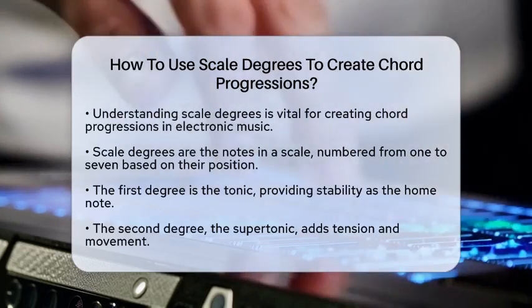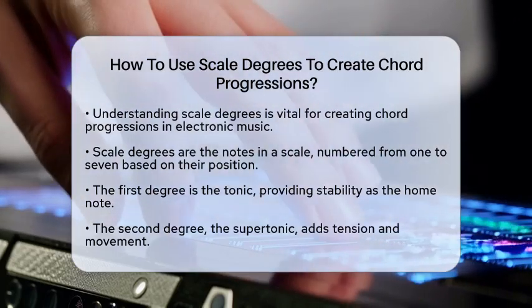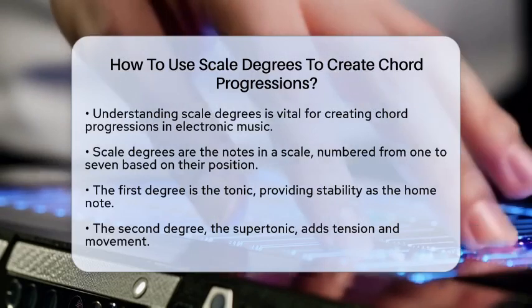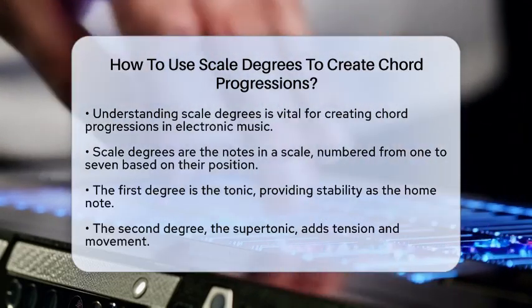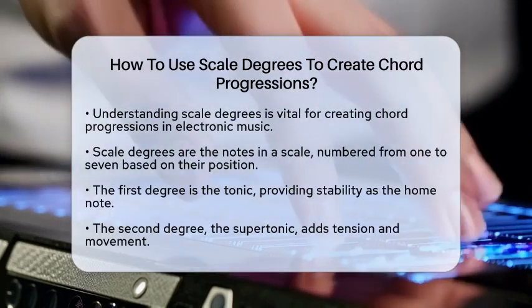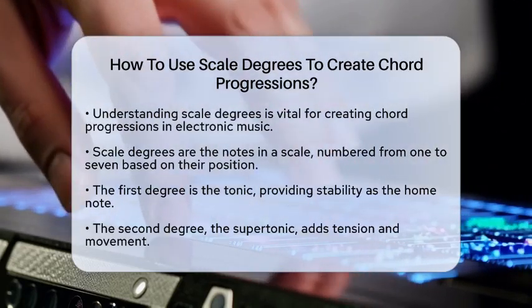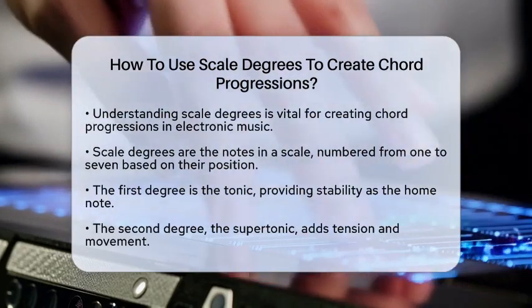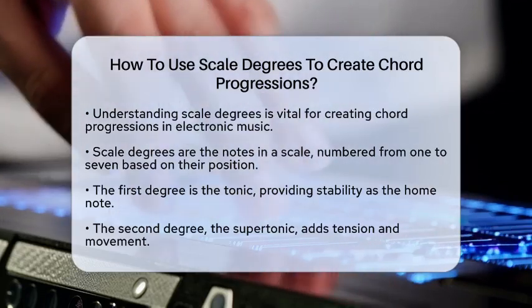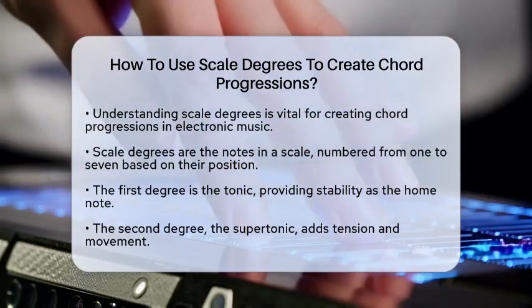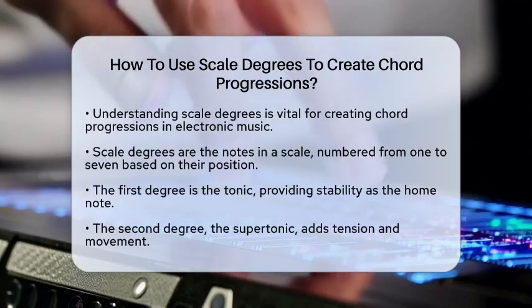Let's start with the basics. In both major and minor scales, there are 7 scale degrees numbered from 1 to 7. Each degree has a specific name and function. The first degree is the tonic, which serves as the home note, providing stability. The second degree, known as the supertonic, adds tension and movement. The third degree, called the mediant, helps define whether the scale is major or minor.